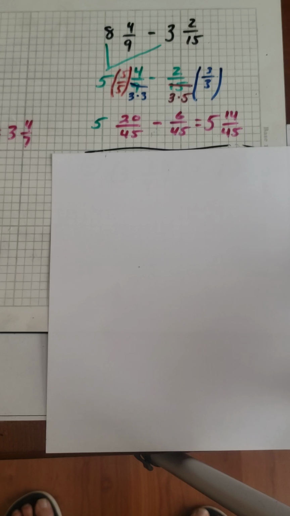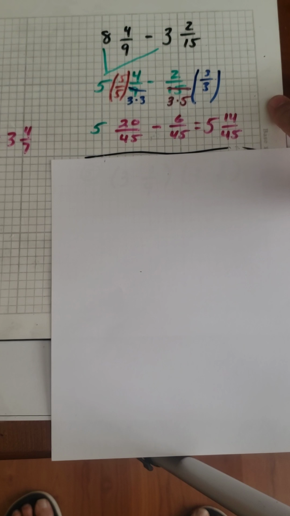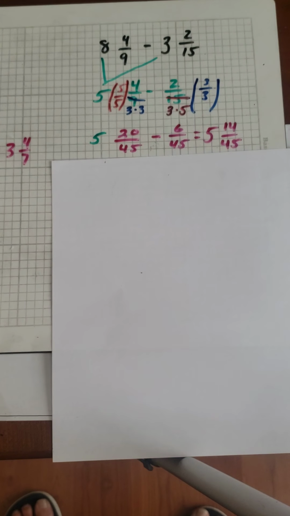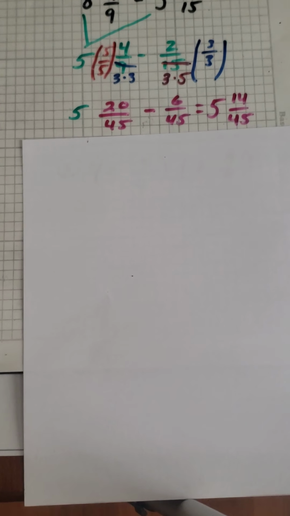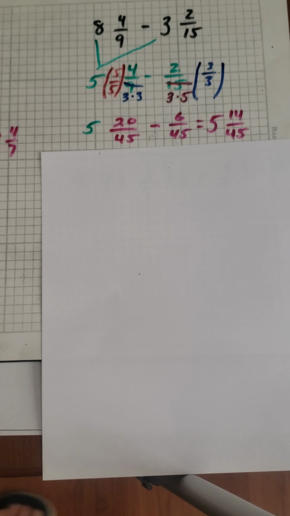Okay, so I rewrote the problem even so that it was up there. Okay, let me zoom in just a tad. I'm trying to make that a little bit bigger for y'all. Okay, so the way we learned to do these was that we said, oh, you know what? I know this is 8 wholes minus 3 wholes. So 8 wholes minus 3 wholes gives me 5. And then I still need to do 4/9 minus 2/15.